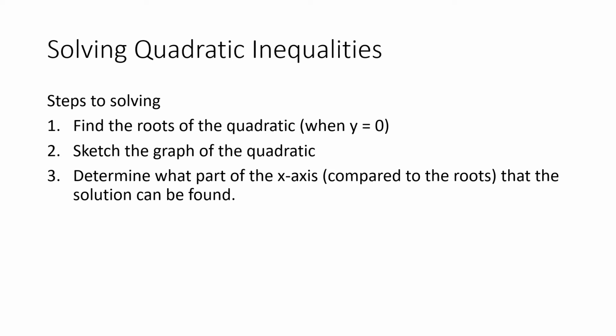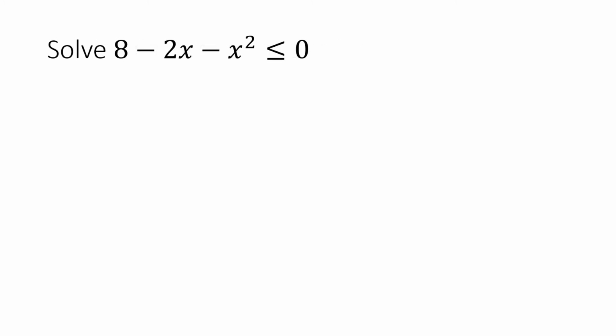But also keep in mind, let's go back to step 2. When we sketch the graph, when the coefficient of x squared, which is a, is positive, our graph looks like this. And when the coefficient of x squared is negative, our graph looks like that. Let's keep that in mind because it will be very important. So we have an example here: 8 minus 2x minus x squared is less than or equal to 0.